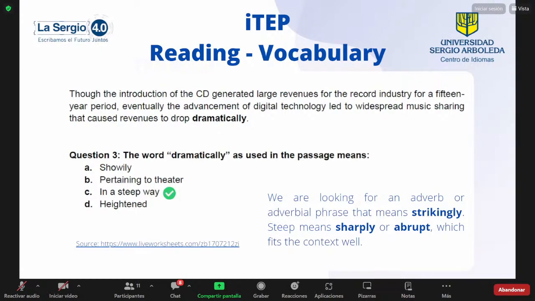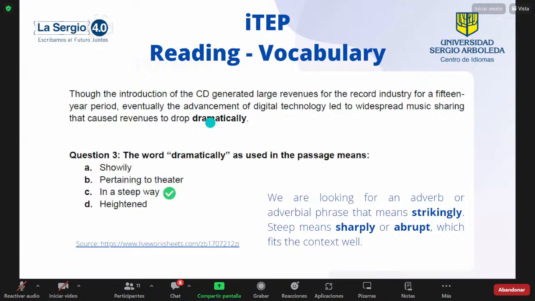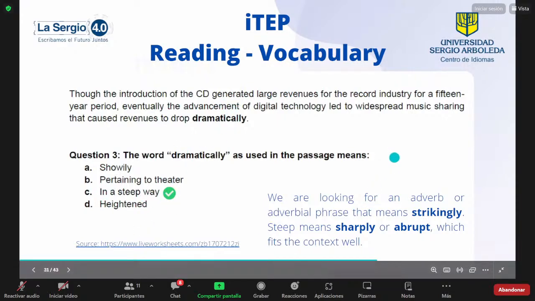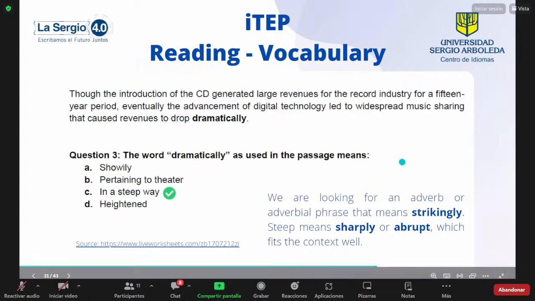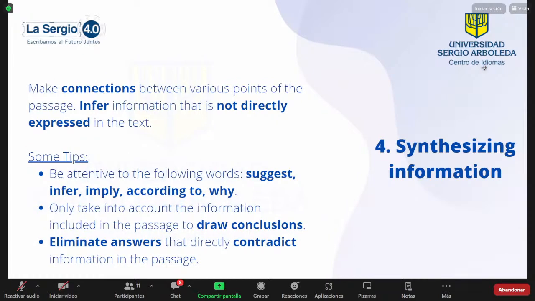Okay? This is an adverbial phrase. This is an adverb, and this is an adverbial phrase that means the same. It's like the synonym. Okay, guys. This in terms of vocabulary, so we are in the third, no? So remember, those are the easy ones. We're going to move to the more difficult ones.